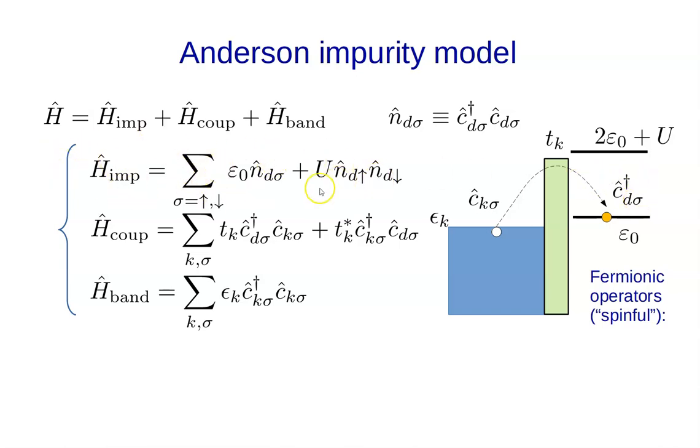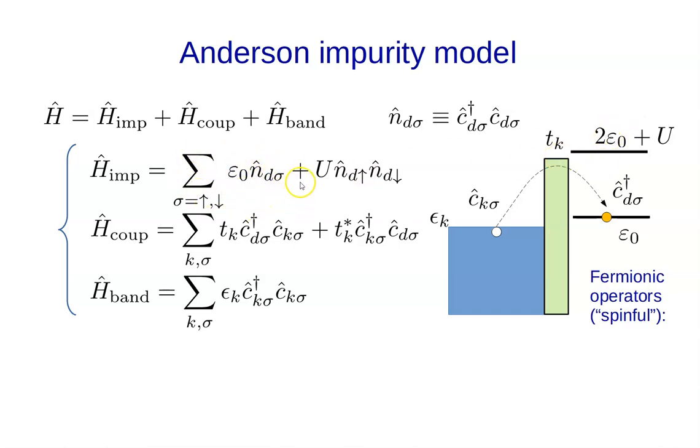So let's look at the impurity term. The first term counts the number of electrons in the impurity and multiplies it by epsilon 0, which is the energy associated with this level. So if you have zero electrons, the energy associated with this term is 0. Then if you have one electron, it's going to be epsilon 0. If you have two electrons, it's going to be 2 epsilon 0.